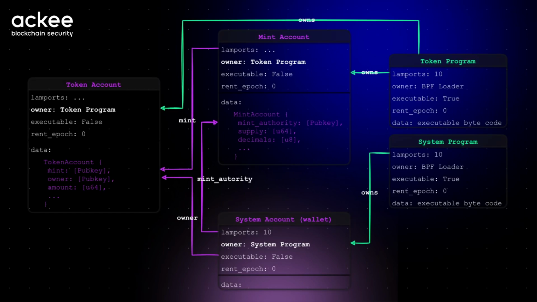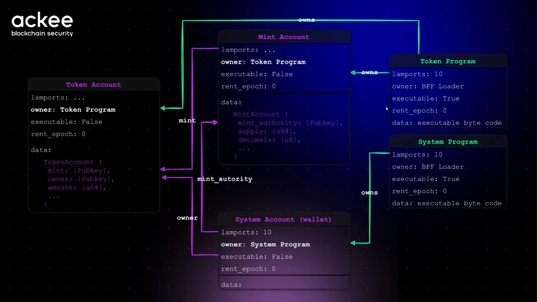All right, so in order to explain SPL token, we created this picture. You can see that we have multiple accounts here. The first one is the token account. The second one is the mint account. And the third one is the system account, your regular wallet. Why system account? Because it is owned by the system program.